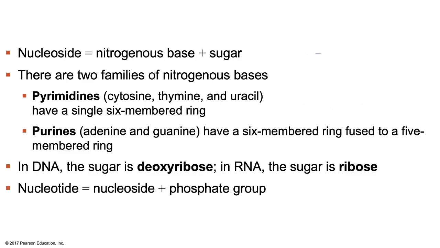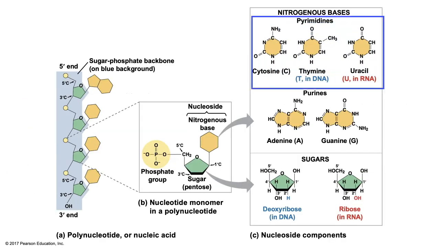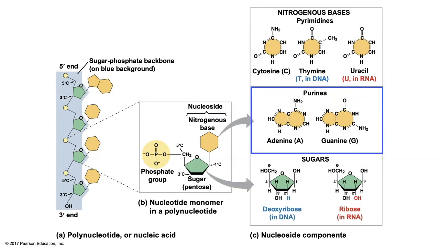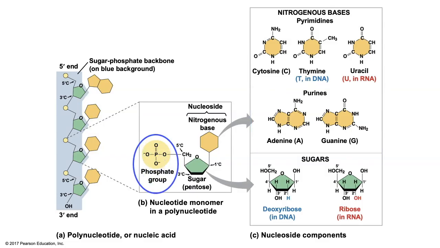The pyrimidines are C, T, and U, which are the abbreviations for cytosine, thymine, and uracil. And note that uracil is only found in RNA, while thymine is only found in DNA. The purines are A, which is adenine, and G, which is guanine. And then the final component is the phosphate group. And recall that phosphates are one of those functional groups that we learned about in Chapter 4. We also see these on ATP, for example.